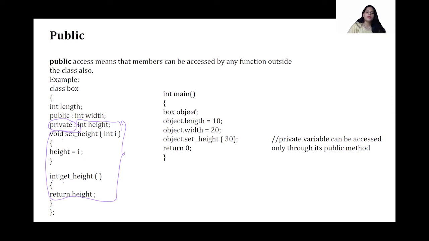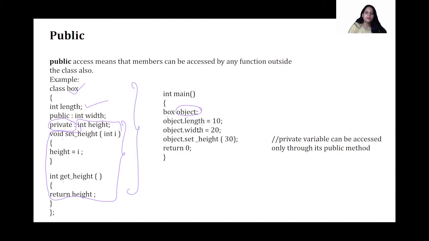Now see how I'm going to access it. I'm saying box object, right? This is the object I'm creating of the class box type. The class name is box, and since I'm declaring this, object is going to become an object of box. Object dot length equal to 10 means I can access my private data members using the functions which are within the class. Since this is within the class, I can access it.